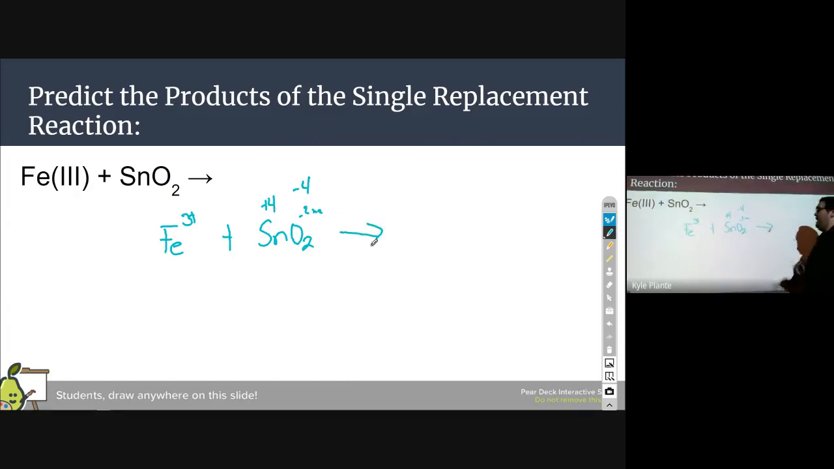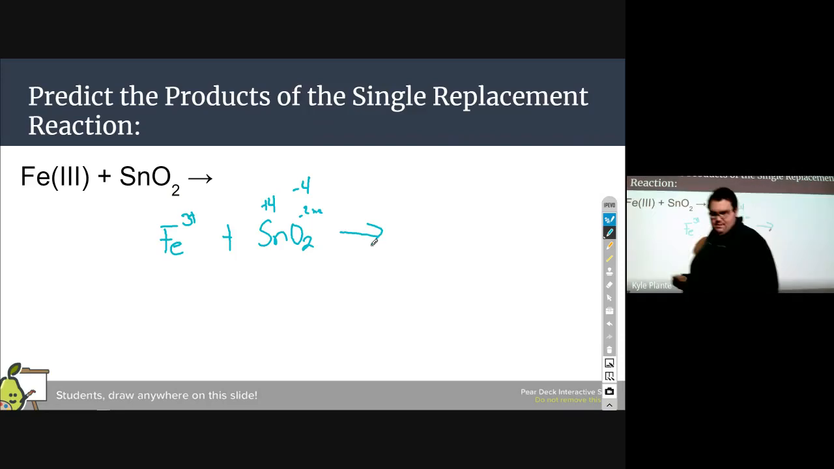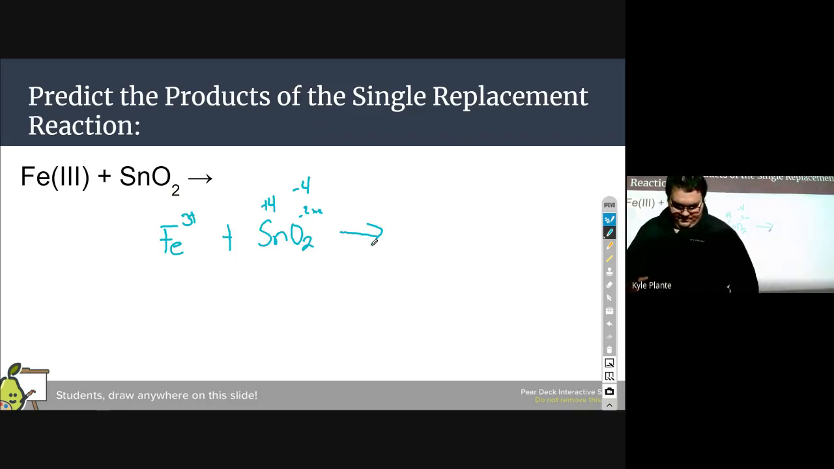Now we got to see if this is going to happen or not. So we find tin. Tin is about halfway up the activity series. We look to see is iron above it. Iron indeed is above tin on the activity series, so this reaction occurs. So the iron is going to boot tin out.